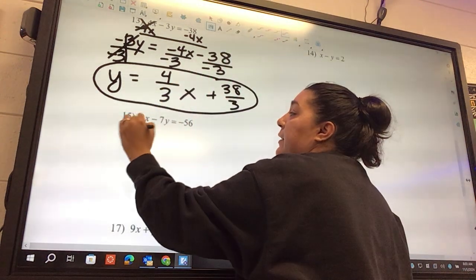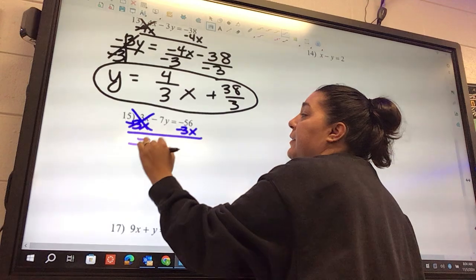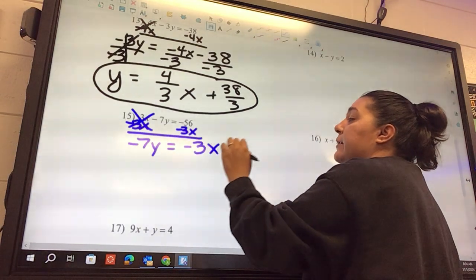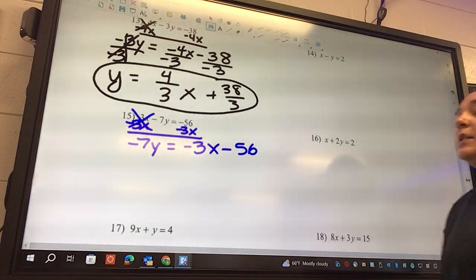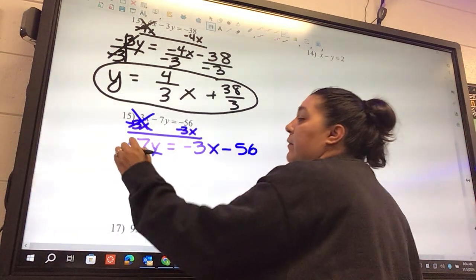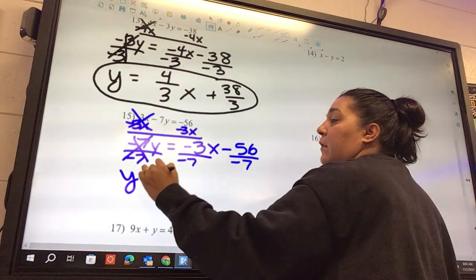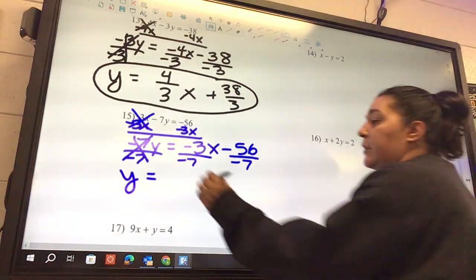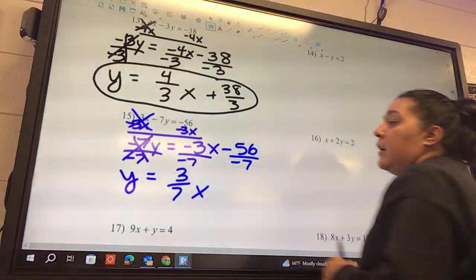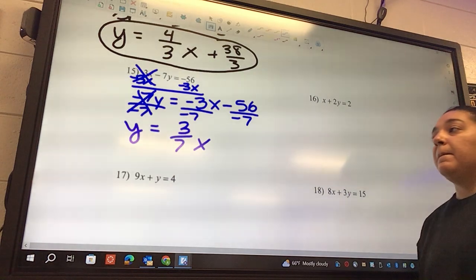Okay, 15, we're going to say minus 3x. So I got negative 7y equals negative 3x minus 56. Then we're going to divide every piece by what? Negative 7. Negative 3 divided by negative 7. 3 over 7. Negative 56 divided by negative 7. 8. Positive 8.